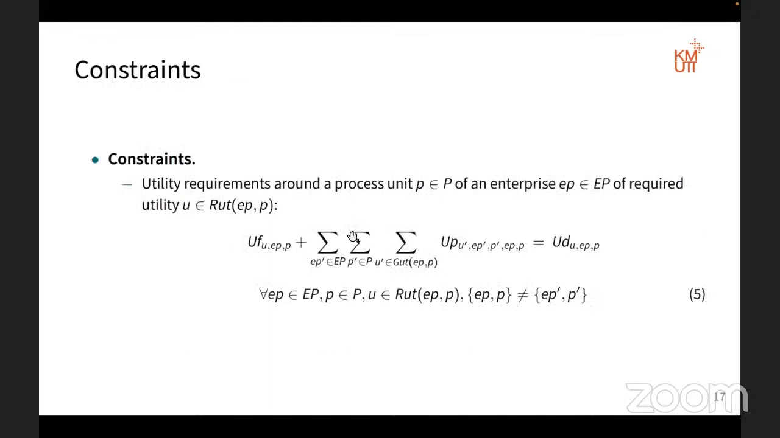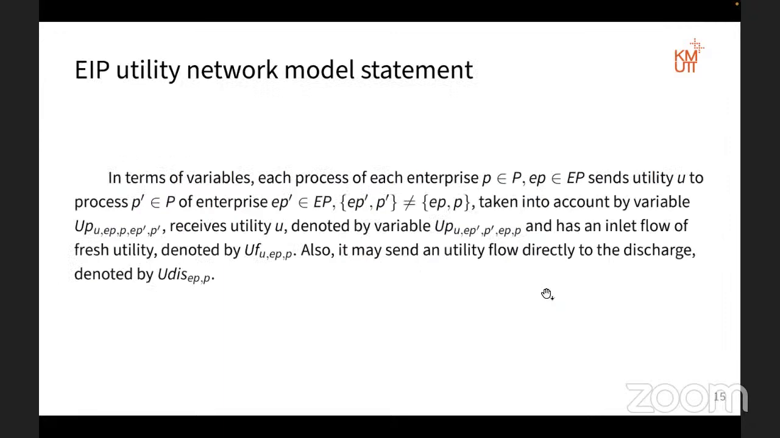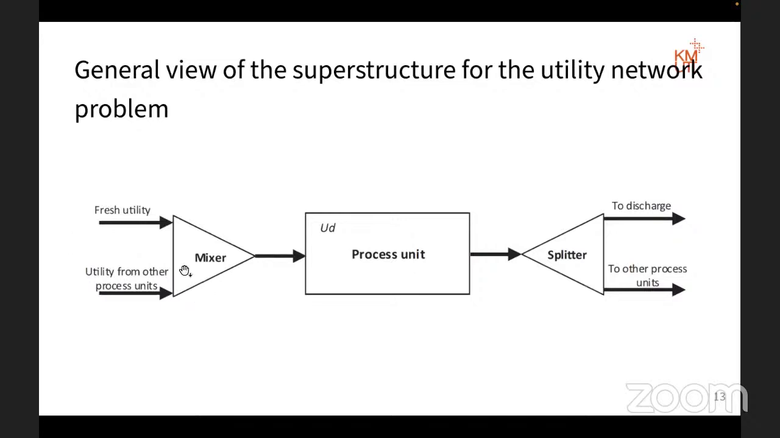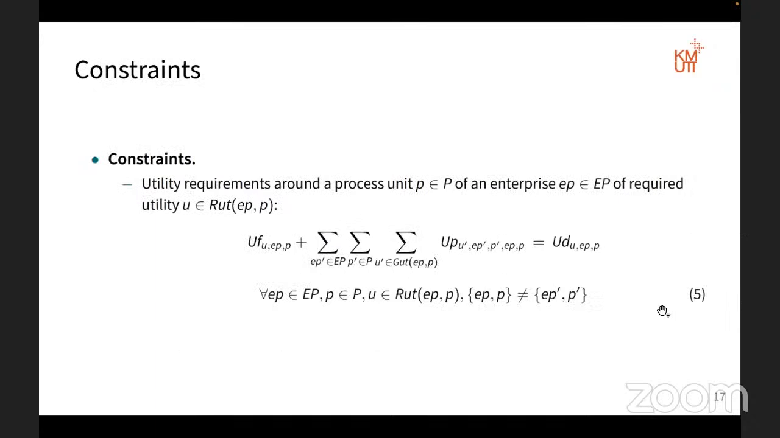Next is the utility requirement around the process P of the enterprise EP, defined from here as equation five. We come back to my picture. The sum of the utility on the right hand side is equal to that in this process unit, on the right hand side and in the middle. This is the meaning of equation five. We also make sure that EP and P are not equal to EP prime and P prime.